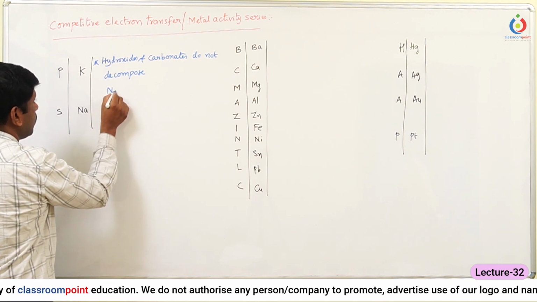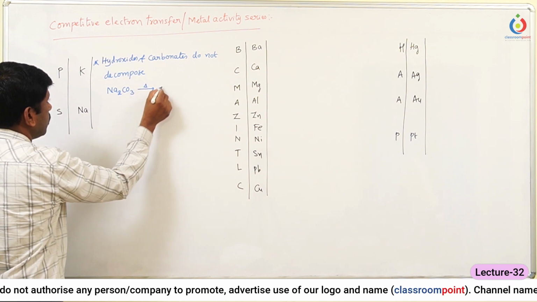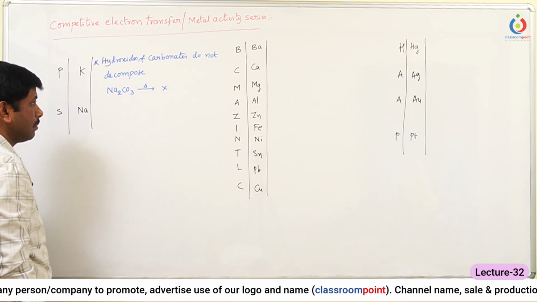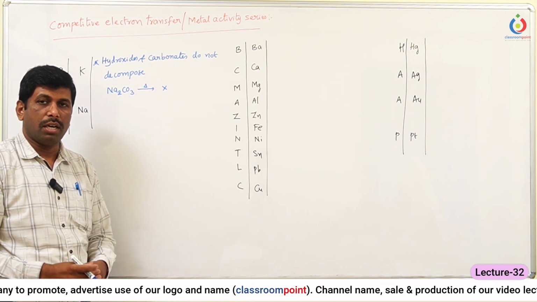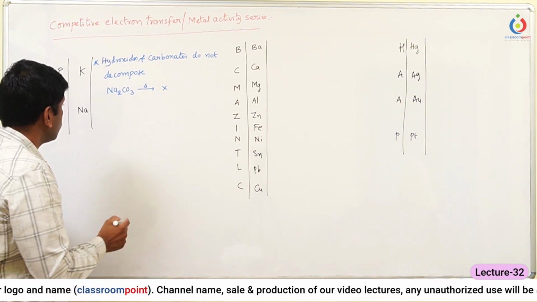That means, for example, if you take Na2CO3 and try to heat it, no product is obtained. So these hydroxides and carbonates are so stable to the heat that they do not decompose.